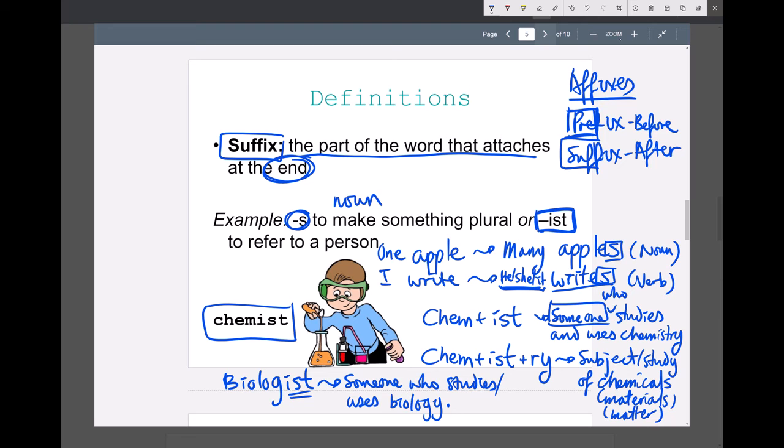You can use prefixes before the words or suffixes after the words. So it would look like this. You would have a word, and then you could add a prefix before the word, or you could add the suffix after the word. See that? And then you can have a new word. So that's the formula.